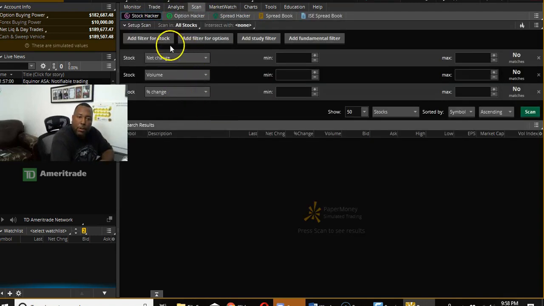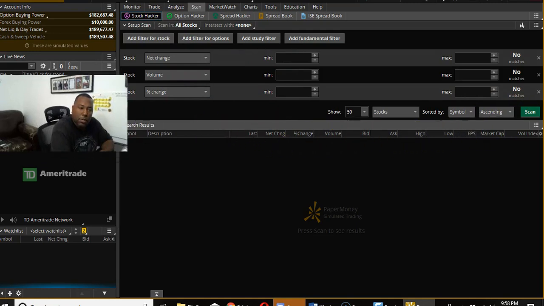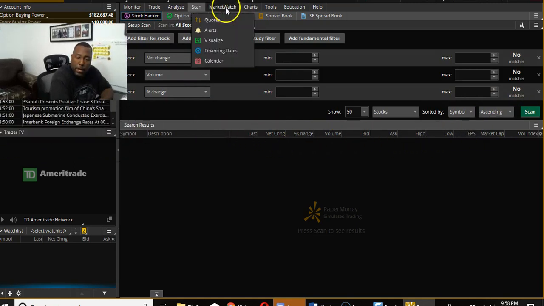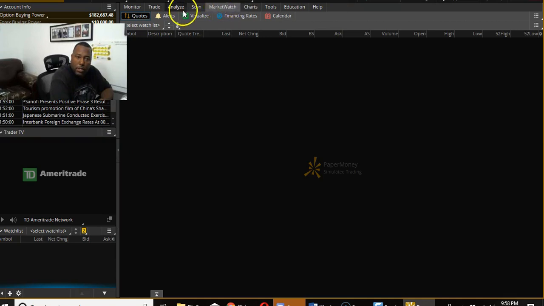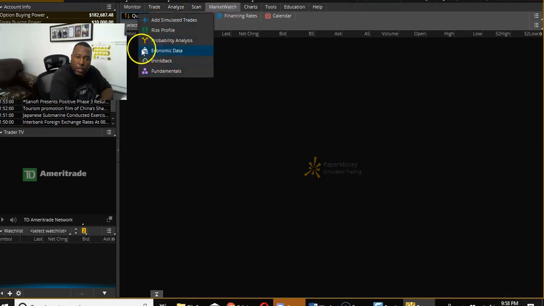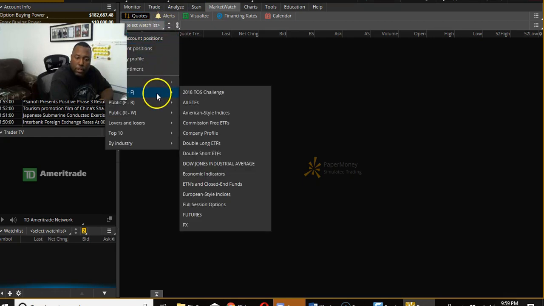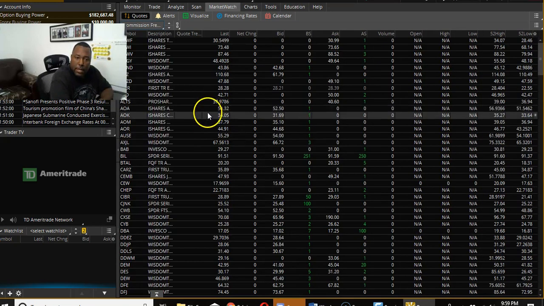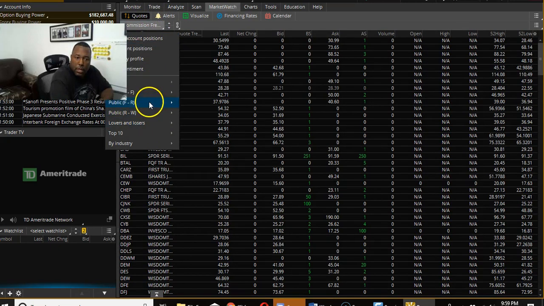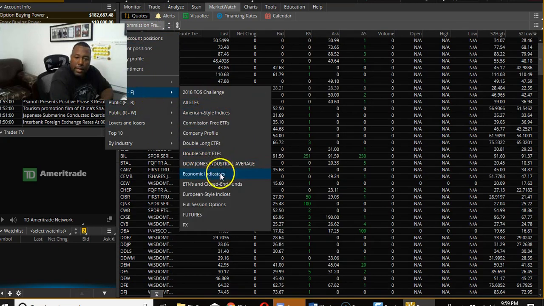You have a scanner where you can set up different scanning parameters. And here is your watch list. You'll be able to create a watch list and put in the symbols that you want to watch. It comes with the basic ETFs, anything that you want to watch. It already has it set up.